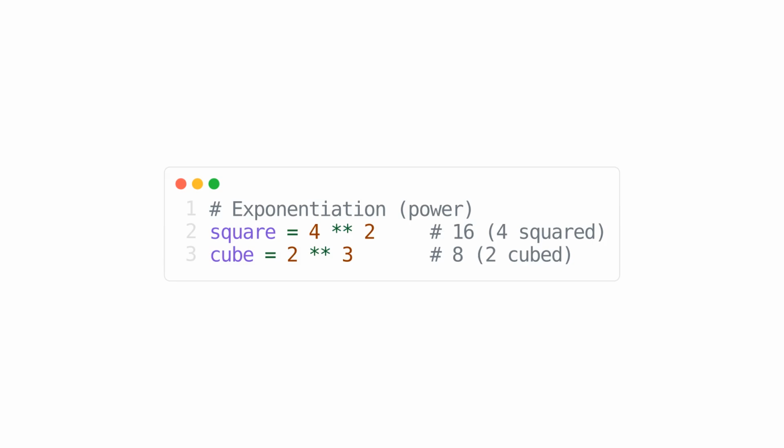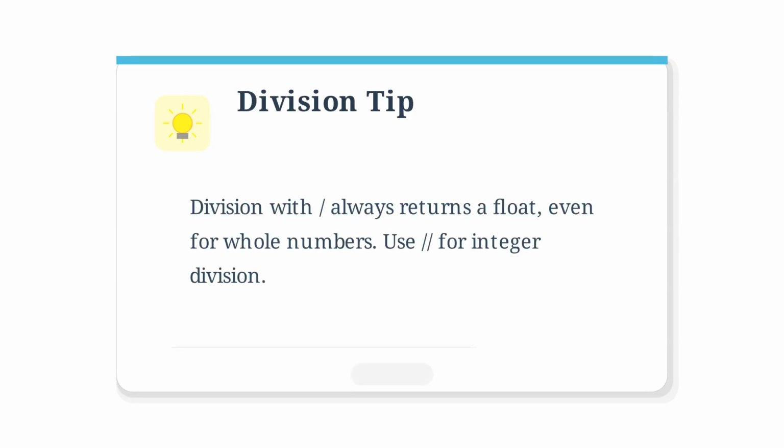4 to the power of 2 equals 16. That's 4 squared. 2 to the power of 3 equals 8. That's 2 cubed. Double star is Python's way of saying to the power of. Here's a tip that'll save you confusion later. Division with one slash always gives you a decimal number, even when the answer is a whole number. If you want just the whole number part, use double slash instead.